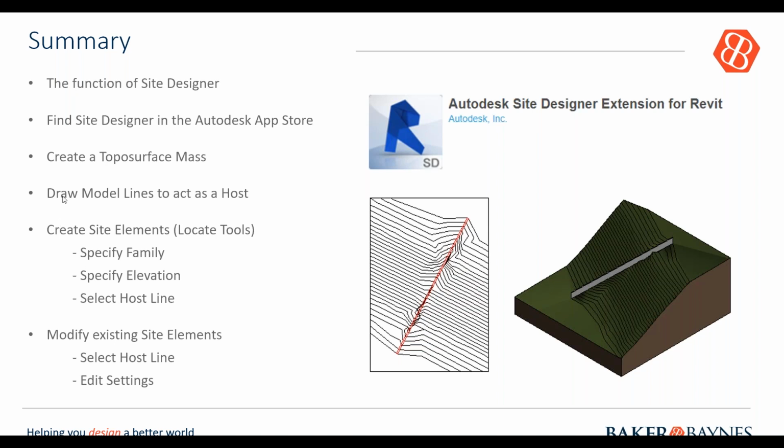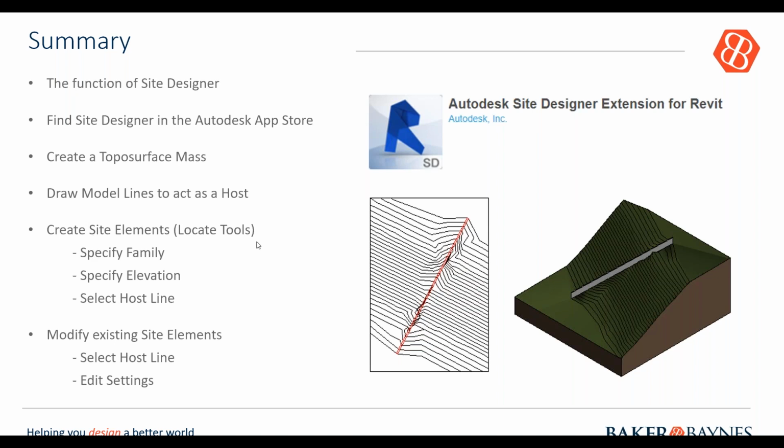Then what we want to do is add an element. In order to do that, we created model lines. That was easier to use. It's easy to use the model lines to place it into your site than drawing it straight from the Locate tab. So draw your model lines, get an idea of how you're creating your context, and then use that as a host.